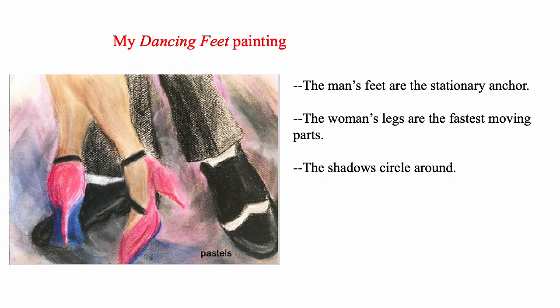In my dancing feet painting, the man's feet act as a stationary anchor. Because they are planted, you see the distinct white and black marks on the shoes and the fabric on the pants. The woman's legs and shoes, in contrast, represent the fastest moving parts. So I used a swirl of colors to show her orbiting around the man.